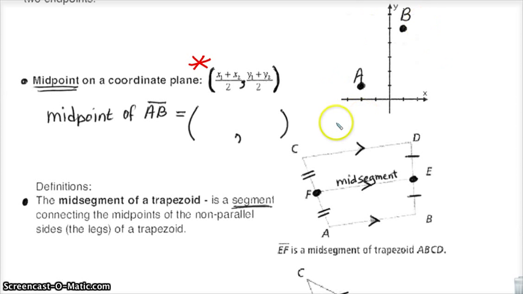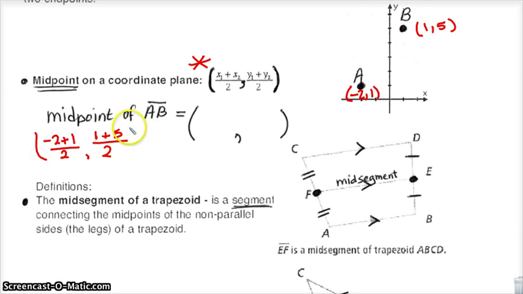Off to the right, I've got points A and B. Point A is the ordered pair -2, 1, and point B is the ordered pair 1, 5. To find the midpoint, I will add my x values, so -2 plus 1, and divide by 2. And then I'll add my y values, 1 and 5, and divide by 2. After I simplify, I'll be left with the midpoint.